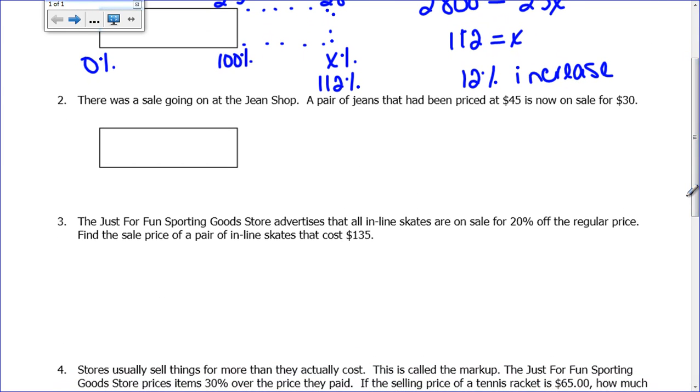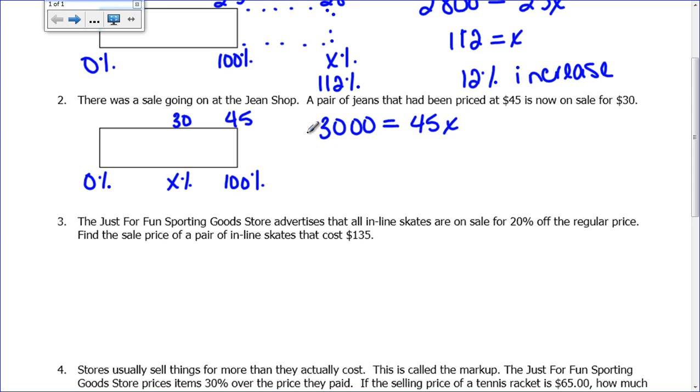So the next question. There was a sale going on at the jean shop. A pair of jeans that had been priced at $45 is now on sale for $30. So now we still have a percent change, but it's decreasing instead of increasing. The jeans were $45 originally. Now they're $30. I need to know by what percent they were marked down. What was the discount? So cross multiply. 30 times 100 makes 3,000. X times 45 makes 45x.